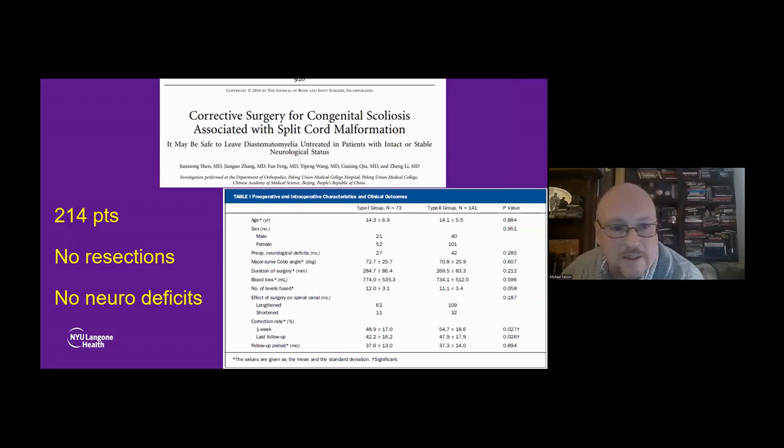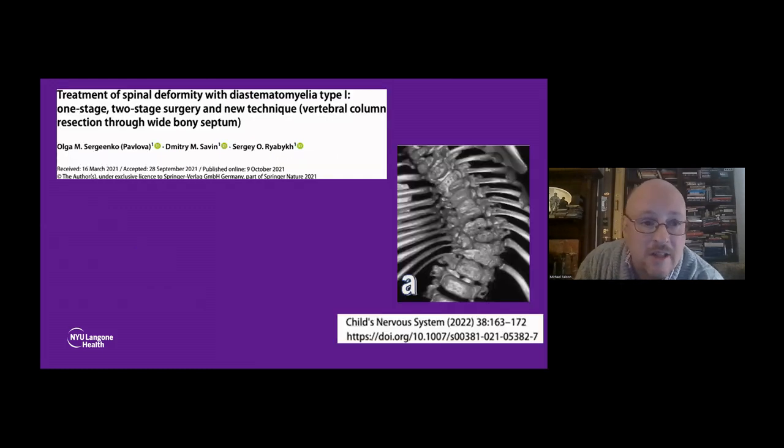This is a paper that then came out demonstrating corrective surgery without the resection at all. Sometimes when people report that they have no neurologic deficits with these type procedures, I have to maybe question it a little bit. But they had 214 patients, type 1 versus type 2, didn't perform any resections, and didn't have any neurologic deficits. It's in JBJS, so it went through a very extensive review, I'm sure. But that's a lot of patients to not have a single neurologic deficit.